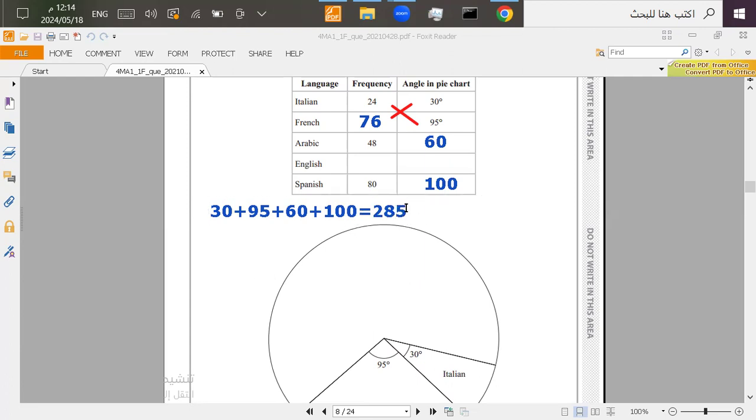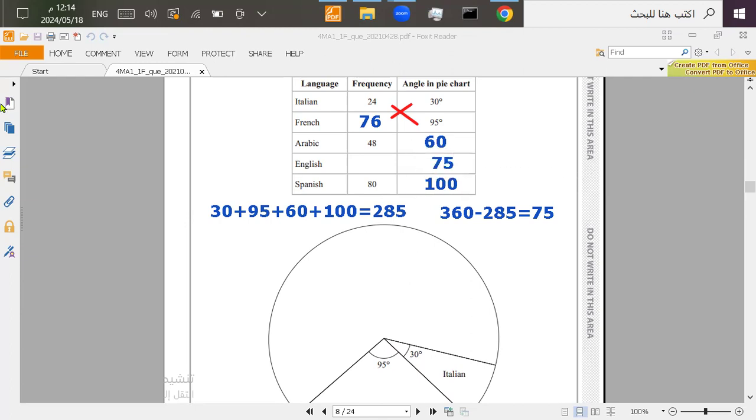Now I'm going to subtract the 285 from 360. 360 minus 285. Find the missing angle. 360 minus 285 equals 75. So the angle here is 75. I found the missing angle.